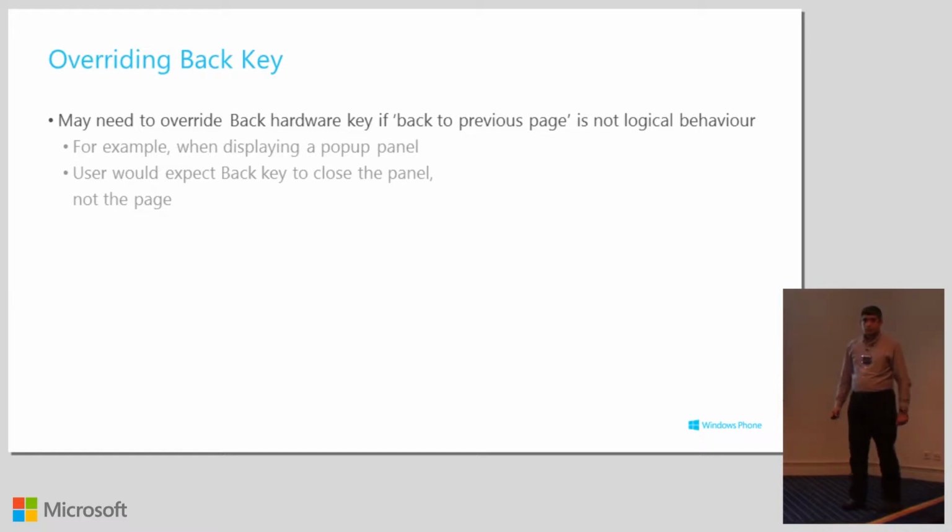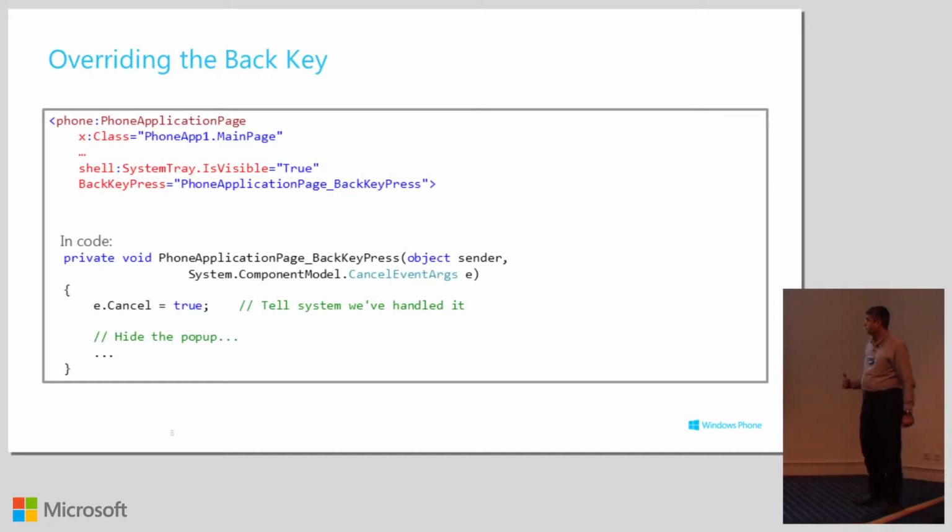There are situations where you may want to override the back key. And what are those situations? So, think of this scenario. You have a page, and on the page, you opened a panel, like a pop-up control. So when the user presses the back button, he would expect the panel to disappear. He would not expect you to move from the page to the previous page.